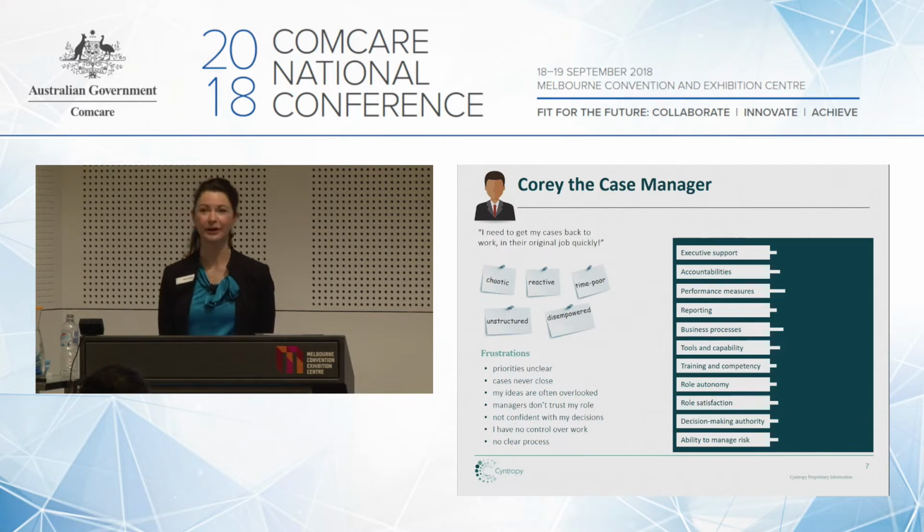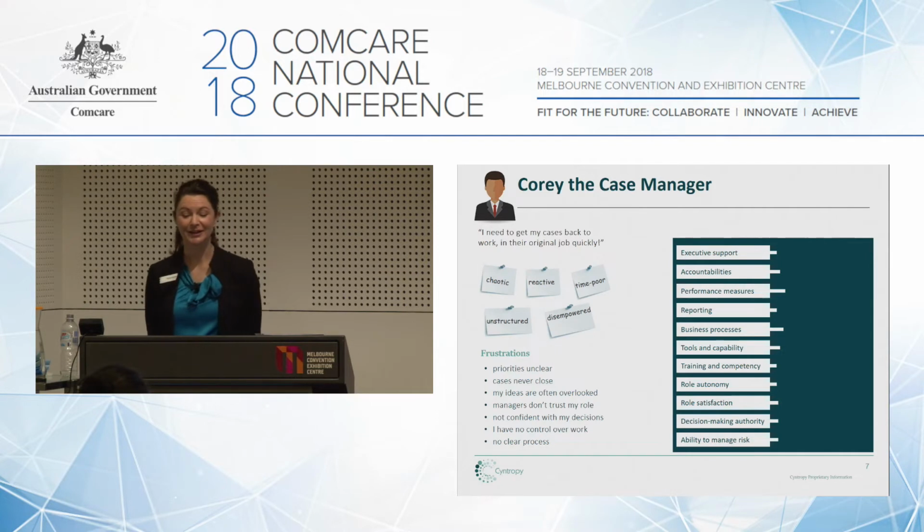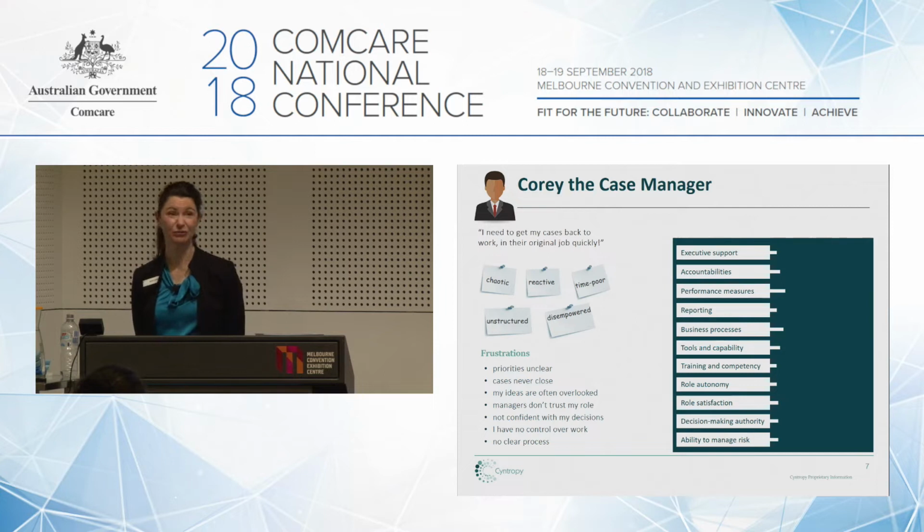Does anybody know Corey? Maybe some of us have even been Corey. He's frustrated because his priorities are really unclear. Seems like cases never close, they just keep building up. He's got some great ideas, but they're often overlooked. Managers don't really trust him to do his role. He's not actually confident with his own decisions, and he really doesn't have control over his work and no real process and guidance to work by.